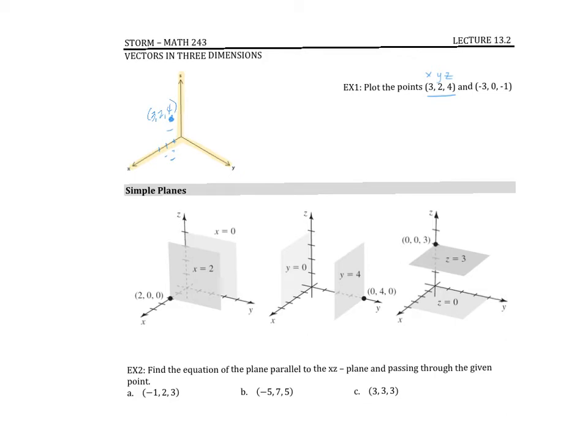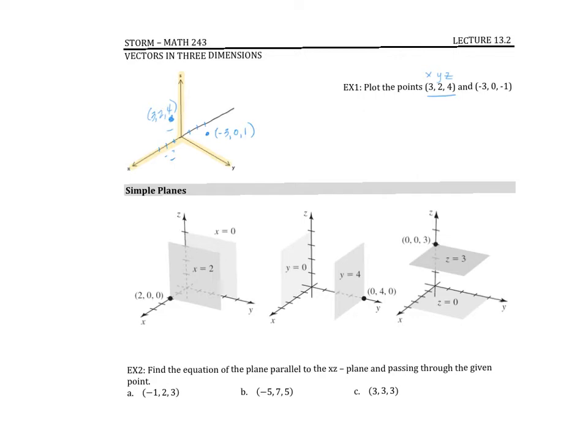Now just be careful, because if we have negative values, we have to go in the opposite direction. So the next point, (-3, 0, -1), we have to go negative 3 on the x-axis, so 1, 2, 3 in the opposite direction. We're moving 0 in the y direction, but we're going to go down 1 in the z direction. So this would be the point (-3, 0, -1).